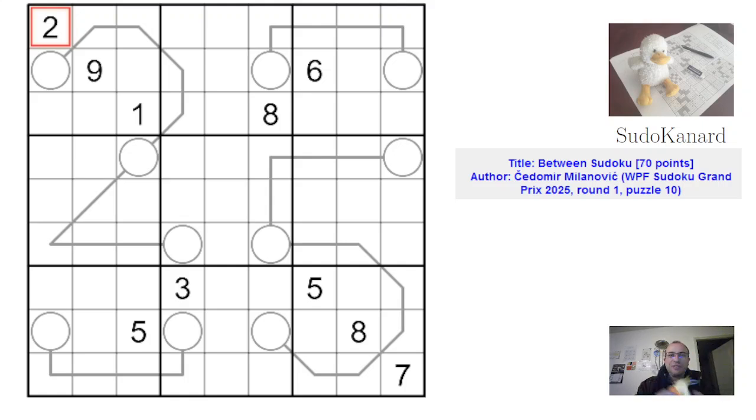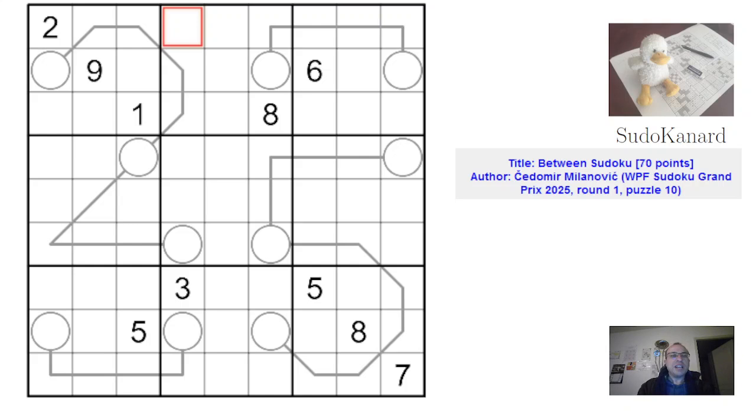We're here to solve this Between Sudoku by Čedomir Milanović from Serbia for Sudoku Grand Prix. This puzzle was worth 70 points, which makes it one of the difficult ones in the contest. I did not solve it during the contest, I did not attempt it. And after the contest, I solved it, and I wish I had tried it during the contest, but then it's always easier in hindsight.